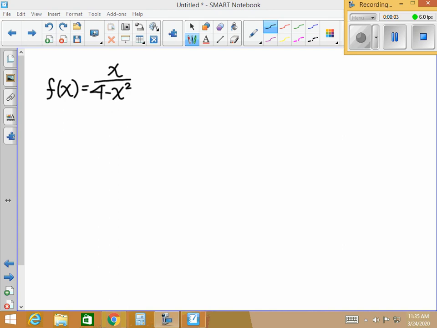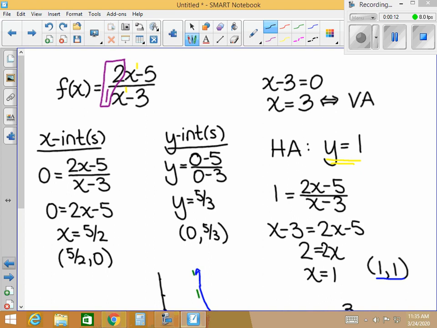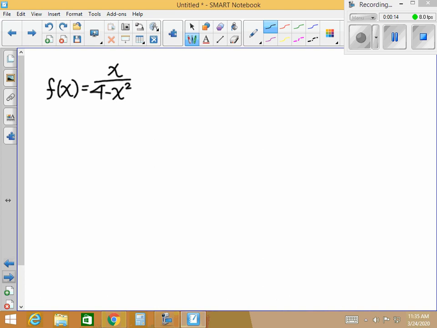Okay, let's look at the function f of x equals x over 4 minus x squared. Let's do what we just did on the other video, finding the same sorts of important points and seeing what that graph might look like.